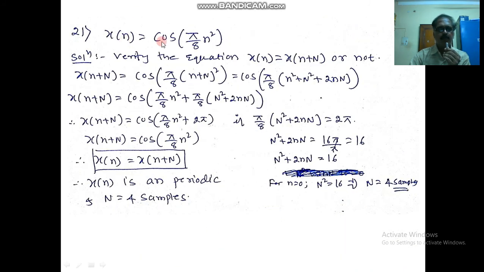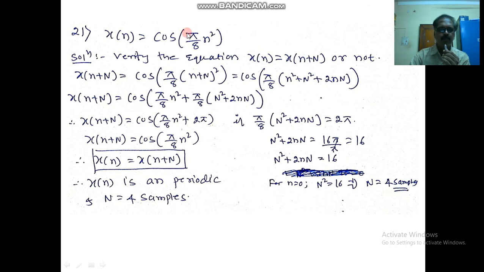x of n equal to cos of pi by 8 into n square. This is a cos function. Here I can't use omega equals 2 pi by N into n. What is the omega value here? Pi by 8 is wrong because it is not in the form of omega n. It is in the form of omega n square.